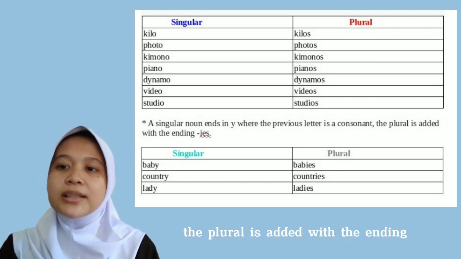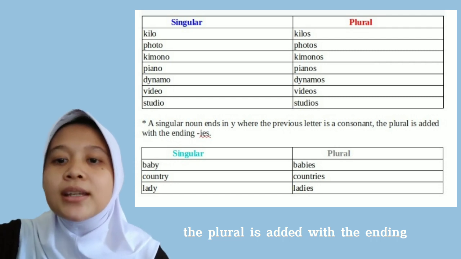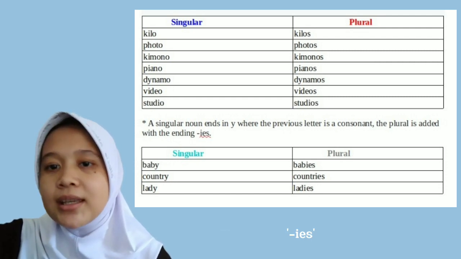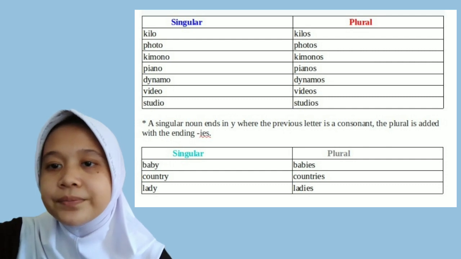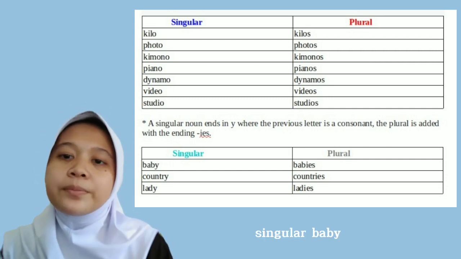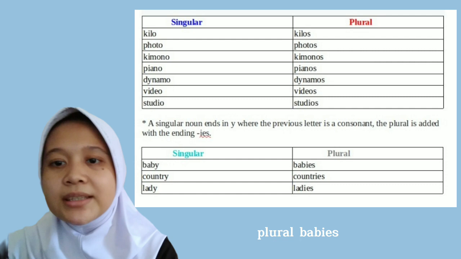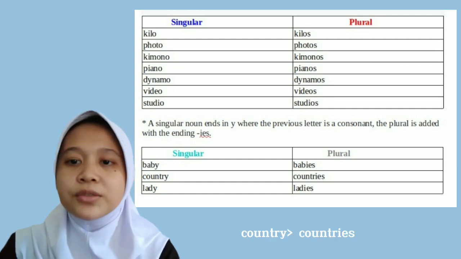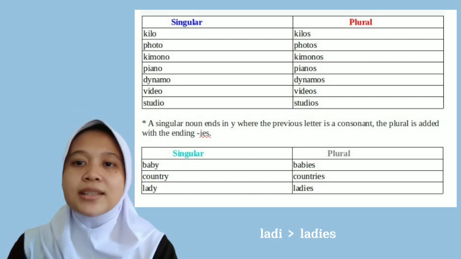The plural is formed by changing the y and adding the ending ies. Singular: baby, plural babies, country countries, lady ladies.